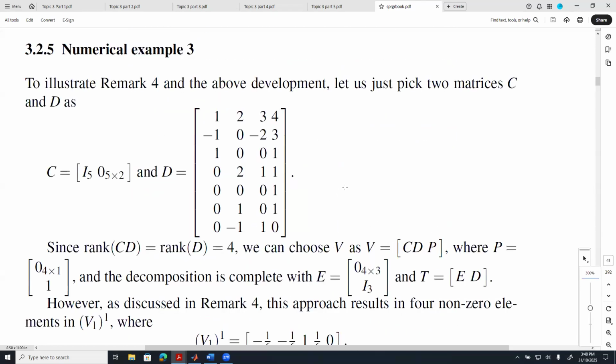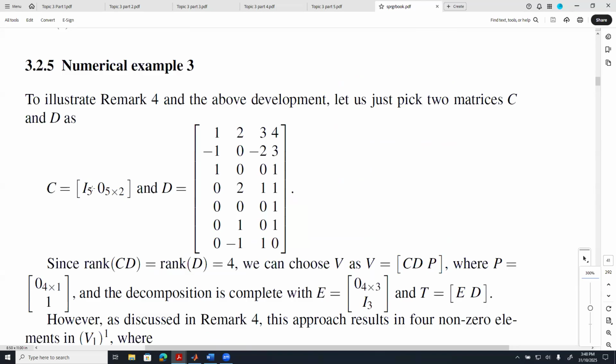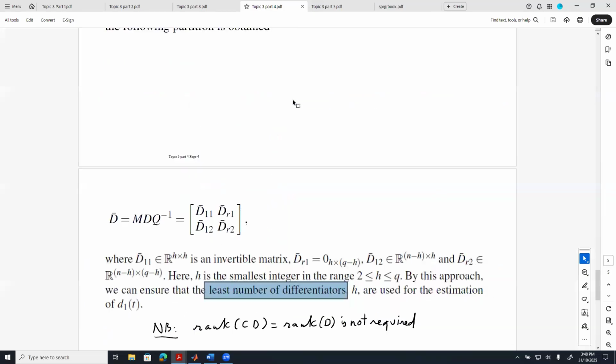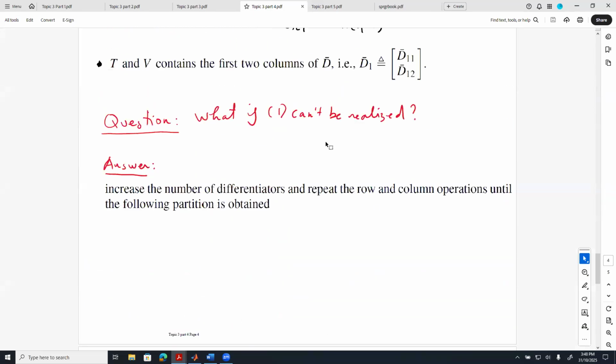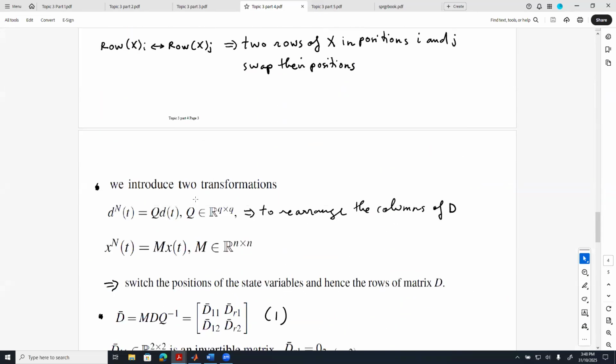In this example, we just like to show the matrices C and D only. We don't give the matrix A. The whole idea of this example is to show how we can rearrange the columns and the rows of matrix D through the two transformations which we discussed in our previous presentation.